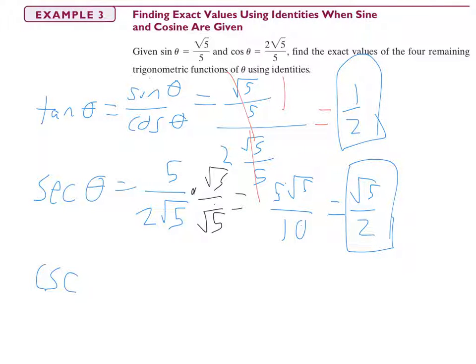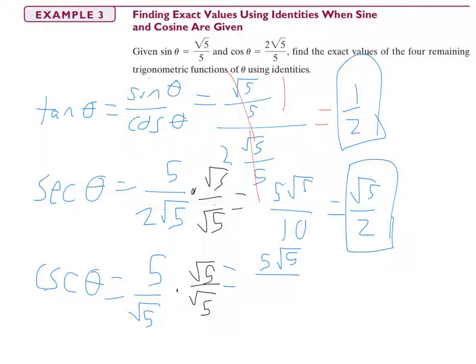Cosecant, it's just 1 over the sine, so you flip the sine function, so it's 5 over square root of 5. Follow the same process, multiply by square root of 5 over square root of 5. So on the numerator you would have 5 times the square root of 5. And then on the denominator you'd have square root of 5 times square root of 5, which is just 5. The 5's cancel out, so you're just left with square root of 5.